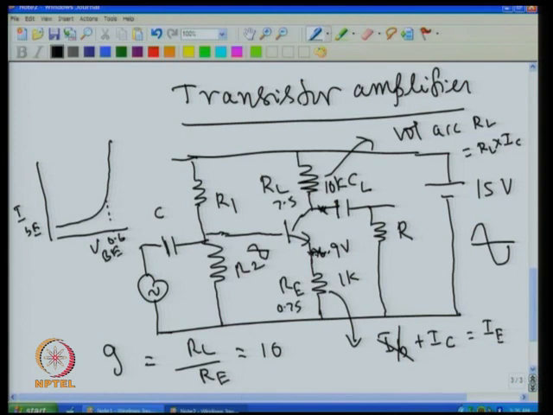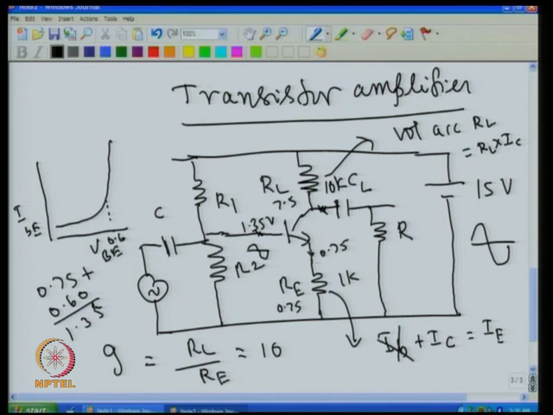If this is at 7.5 volt, then this automatically is supposed to go to 0.6 extra, that is 0.75 plus 0.6, 1.35 volt. This will be 1.35 volt. So if I keep this one at 1.35, this will come to 0.75.